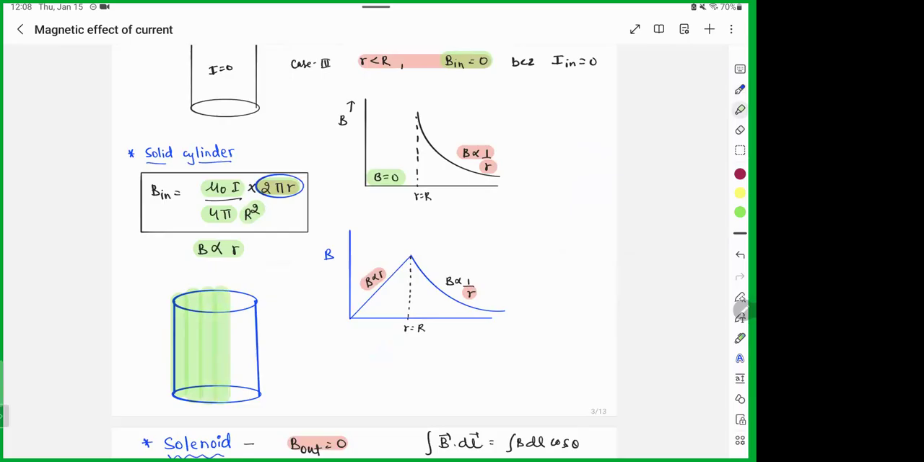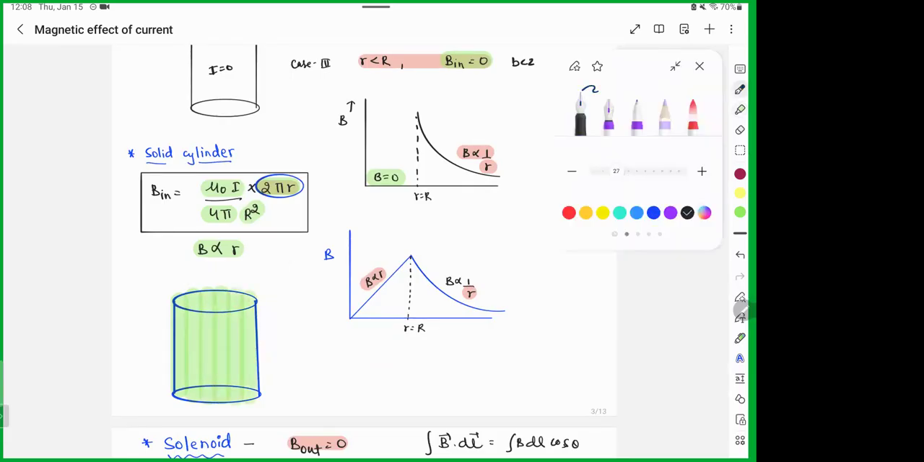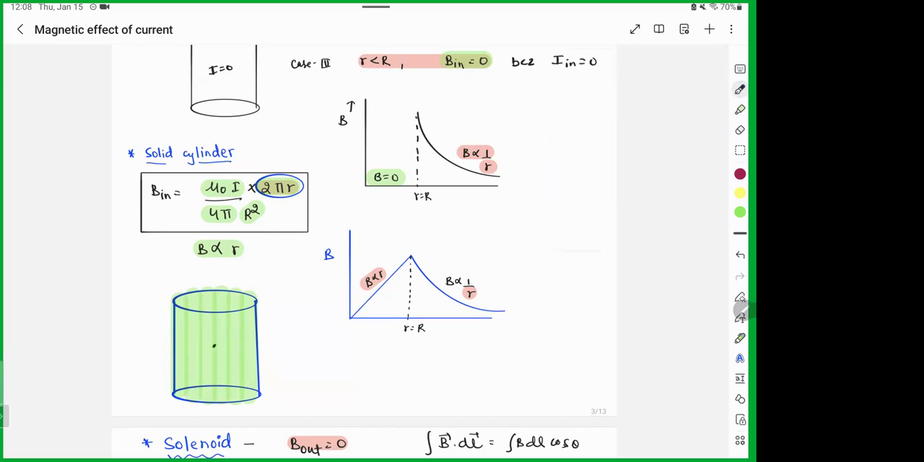Okay, this is completely filled. Now, for example, this is the center point, and you want to calculate your magnetic field at this point P, at distance r from the center. So what will you do? You will redraw a cylinder like this, and only for the small cylinder you want to calculate your magnetic field. In this case, your r value is lesser than the actual radius.